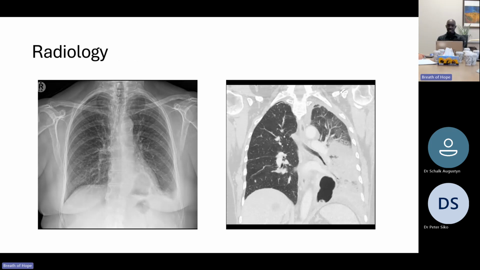And this is the patient's CT scan. If you look at the X-ray, on the left lower lobe the patient has blunting of the costophrenic angle, and also within the cardiac border you can see a cavity with air-fluid levels. That's illustrated on the CT scan.